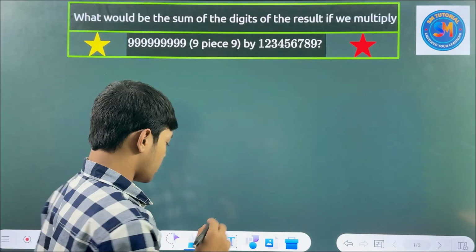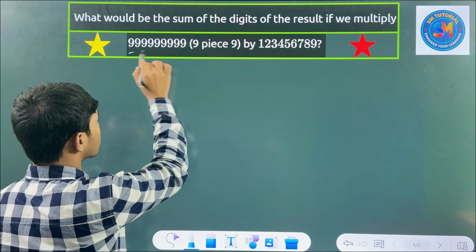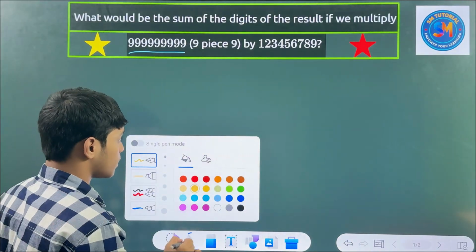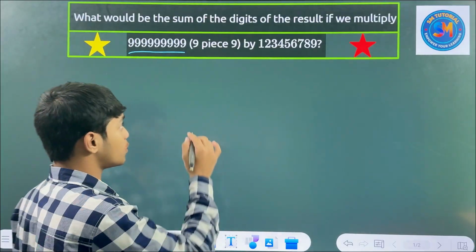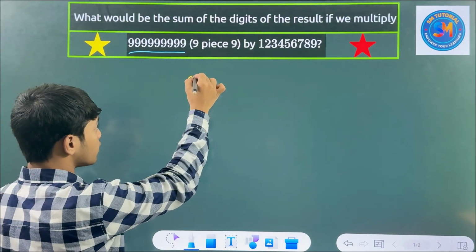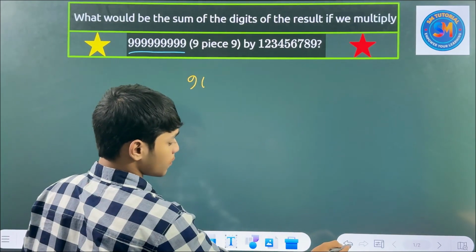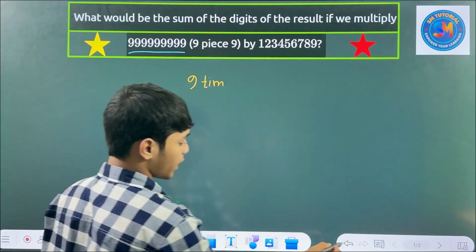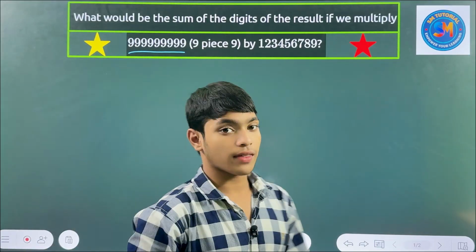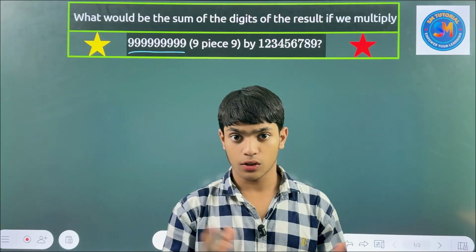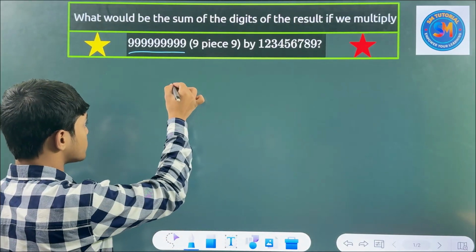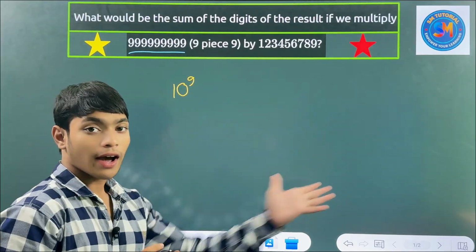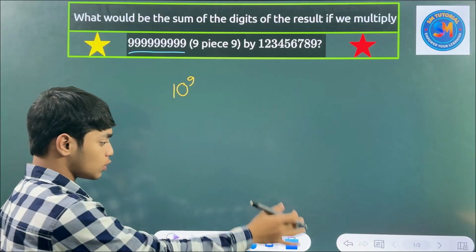Just like here, if you want to identify, 9 pieces of 9, and we need to do this here, these 9 times. Oh wait, we can write it another way. What is 9 to the power 9? Don't you know that we can write it easily, that is 10 to the power 9. Okay, so we have to multiply these, or what is 10 to the power 9?